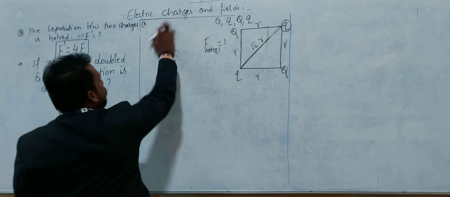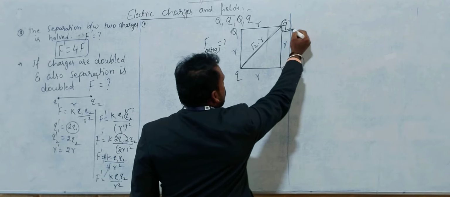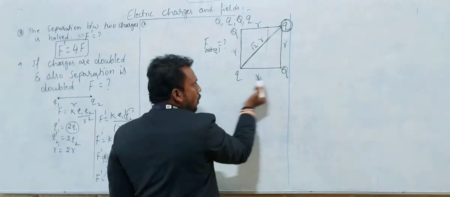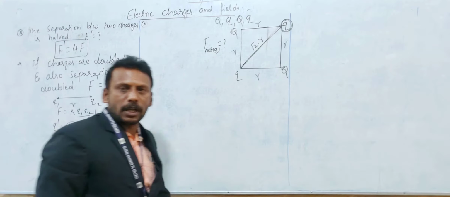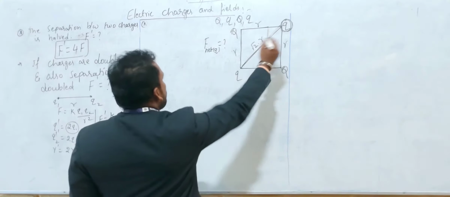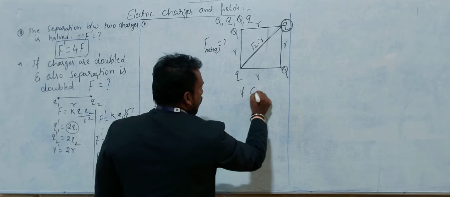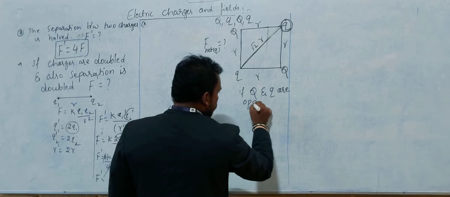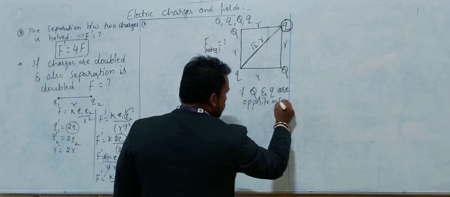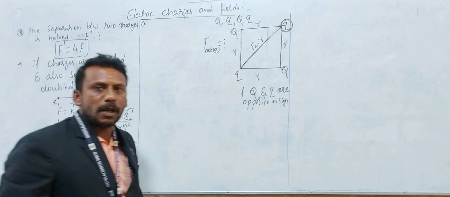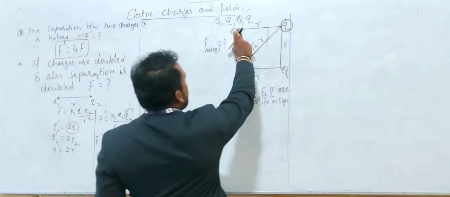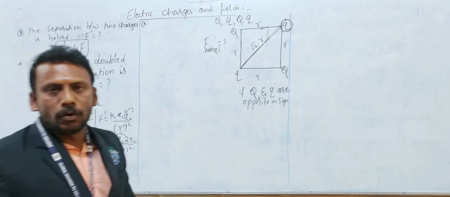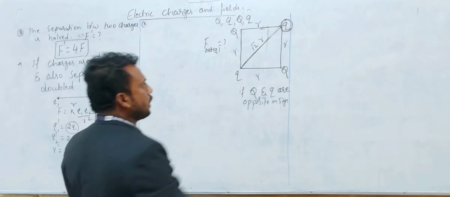Therefore, what is the net force on charge q due to this capital Q, this small q, and also this capital Q? Okay, how to calculate that? First of all, imagine capital Q and small q are opposite in sign. Therefore, the force between capital Q and small q is attractive.